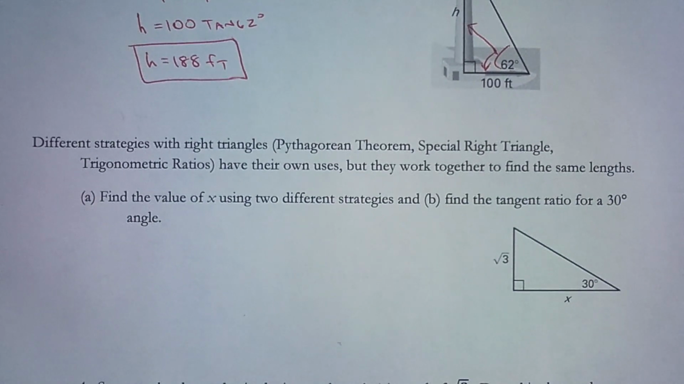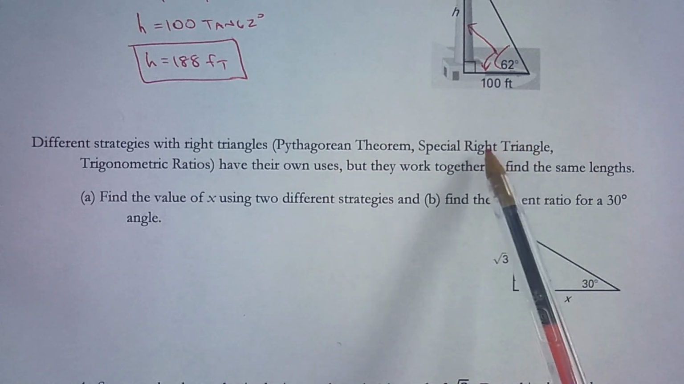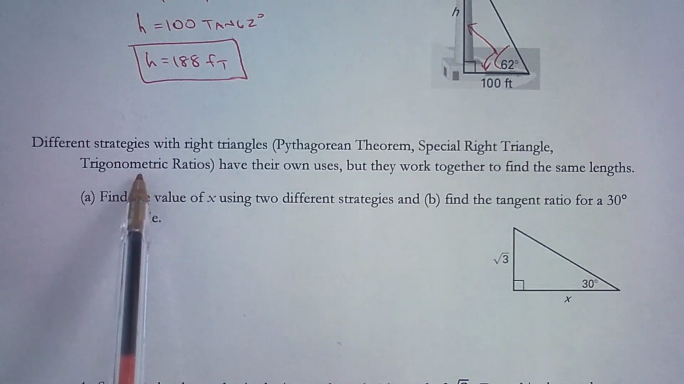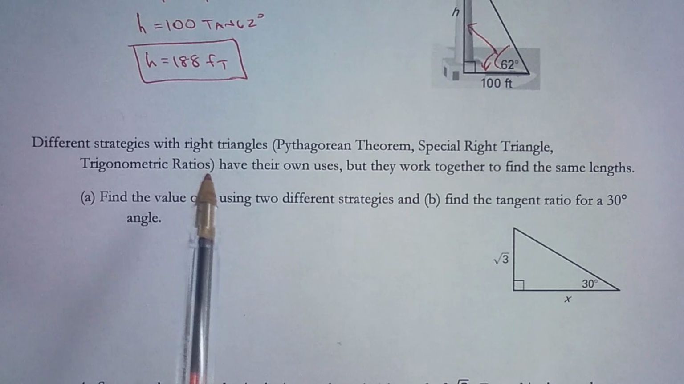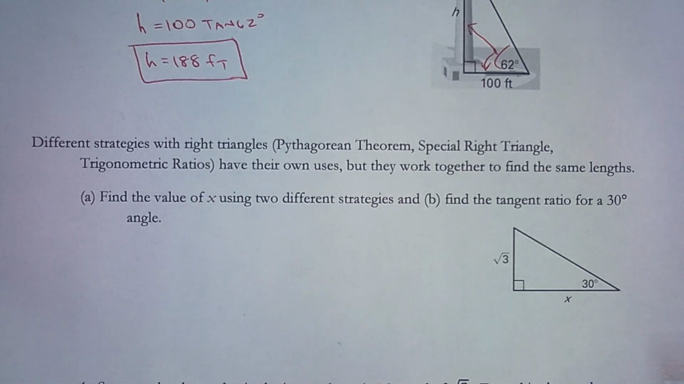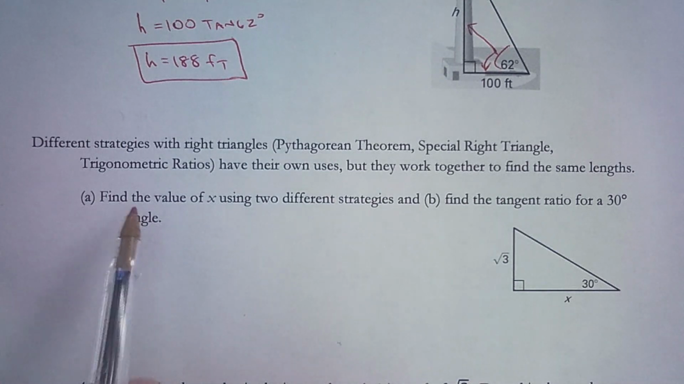Okay, so we've learned a few different strategies for dealing with right triangles. We have learned the Pythagorean theorem, we've learned special right triangles, and now trigonometric ratios. We've learned just the tangent ratio so far. But those three different strategies have their own uses, and they actually do all work together. Sometimes if you're able to use multiple different options, you'll come out to the same answer either way. They do work together to find the same lengths.